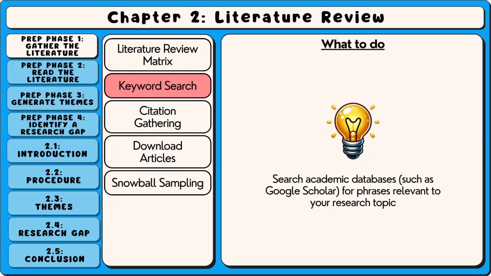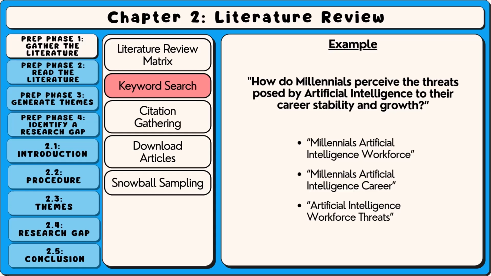This will involve searching academic databases such as your university's online library database or Google Scholar for phrases relevant to your research topic. For example, if your research question was, how do millennials perceive the threats posed by artificial intelligence to their career stability and growth, then your search questions on Google Scholar might be millennials artificial intelligence workforce, or millennials artificial intelligence career, or artificial intelligence workforce threats.